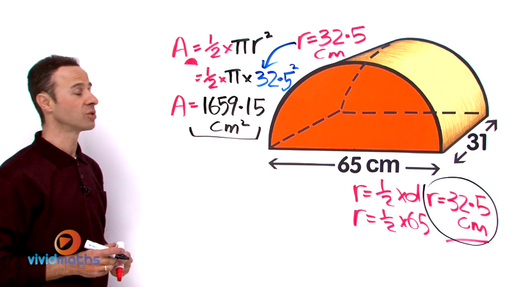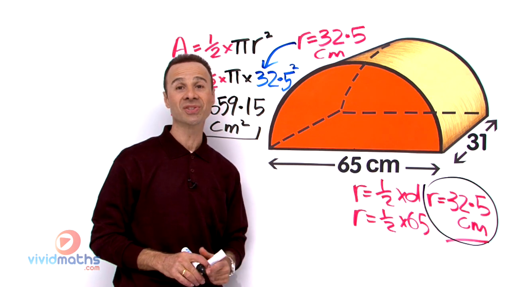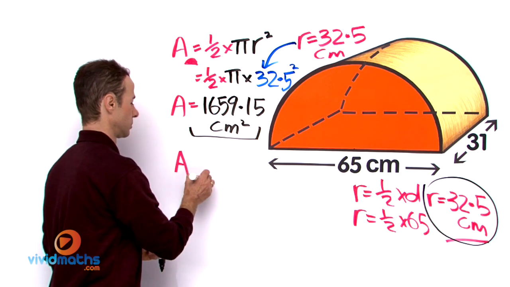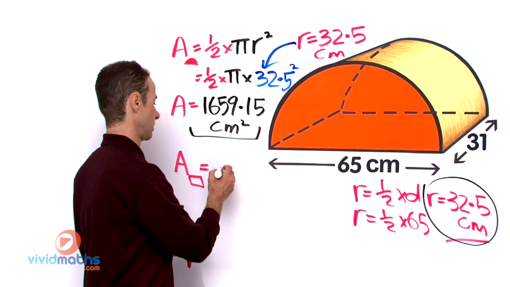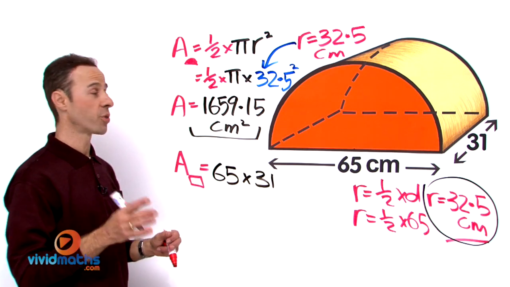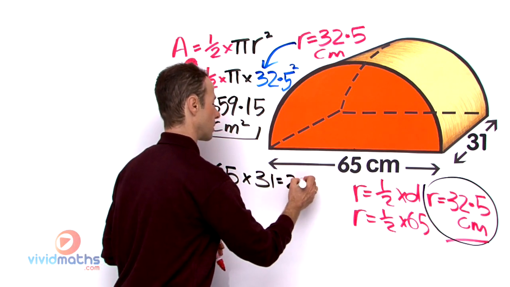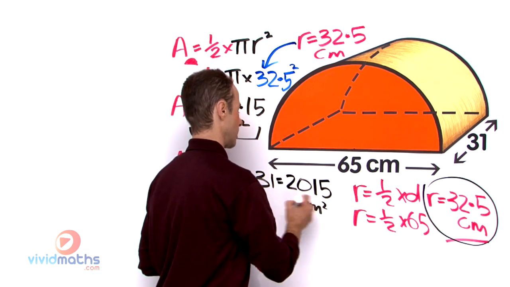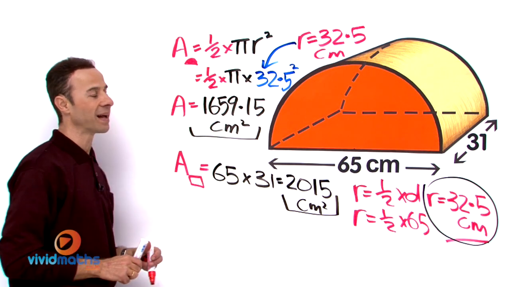Now let's go on to the next step, and that's to find the area underneath, the base, which is a rectangle. Let's work that out. That's going to be length times breadth. So 65 times 31 on your calculator is going to yield 2015 centimeters squared. There's our area for the rectangle underneath.